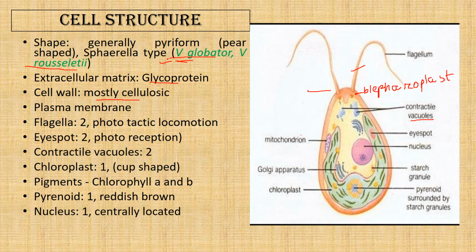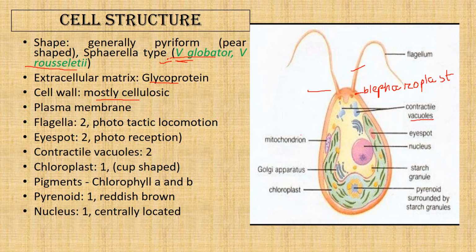The contractile vacuoles are two in number per cell, but in a few cells, especially this spirella type of cells found in V. globator and V. rousseletii, they have more than one type of contractile vacuoles. So, apart from the flagella, blepharoplast, and contractile vacuole, they also have an eye spot just in the anterior part of the chloroplast. Here we see the chloroplast.